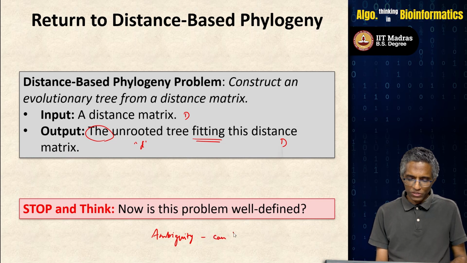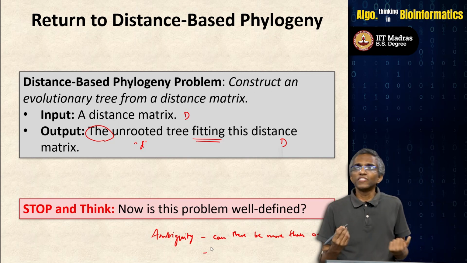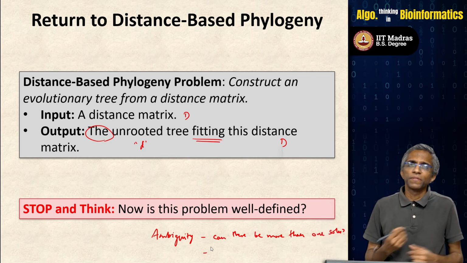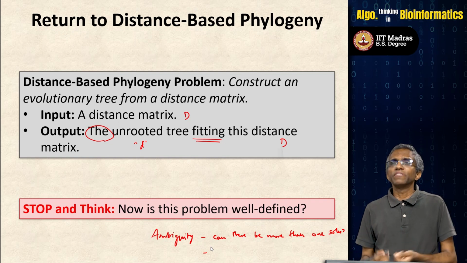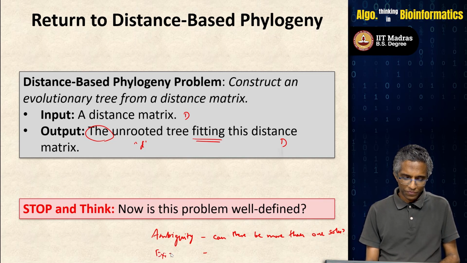Can there be more than one tree? More than one solution. Another thing is, for every distance matrix, will there even be such a tree? Will such a solution even exist? Can there be more than one solution is the ambiguity. Another thing is existence.